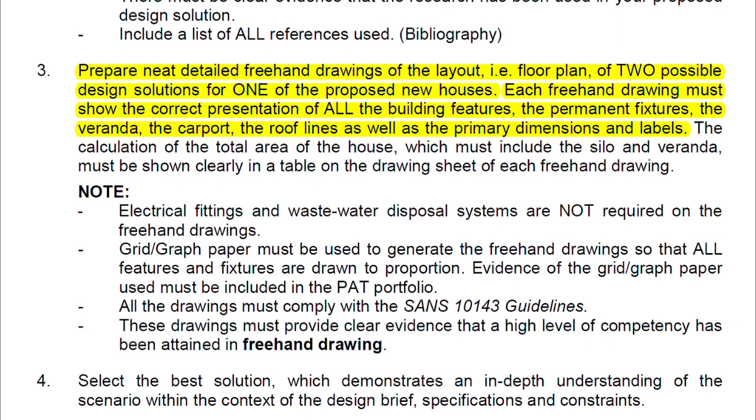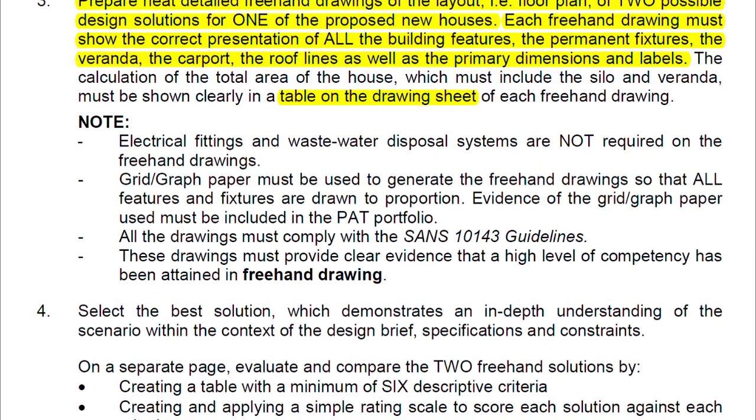Although it's freehand, the calculation of the total area of the house you need to show, and that must include the silo and veranda, must be shown clearly in a table on the drawing sheet of each freehand drawing. So you have to add a table on the drawing sheet showing us the area indicated. Note, electrical fittings and wastewater disposal systems are not required on the freehand drawing.